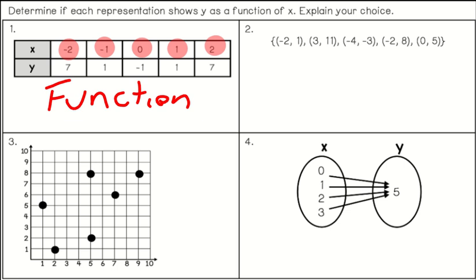All right, let's look at number 2. Which one's x values, the first or the second number? First one. So I got -2, 3, -4, -2, and 0. Do the x's repeat? Yeah. Do the y's repeat with them? No, so what's that mean? Not a function.